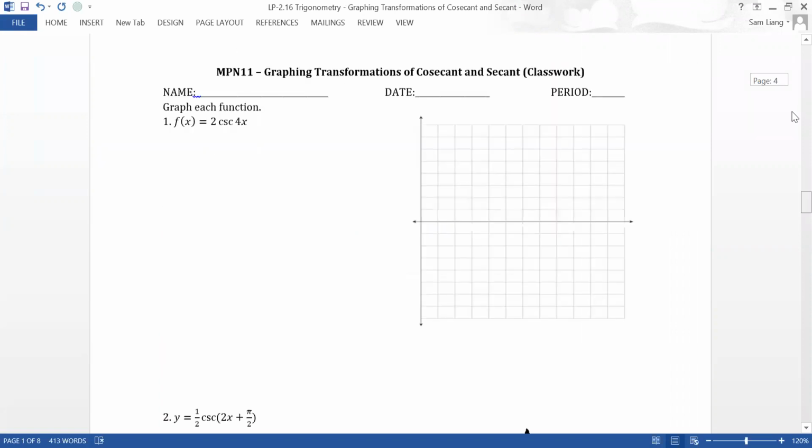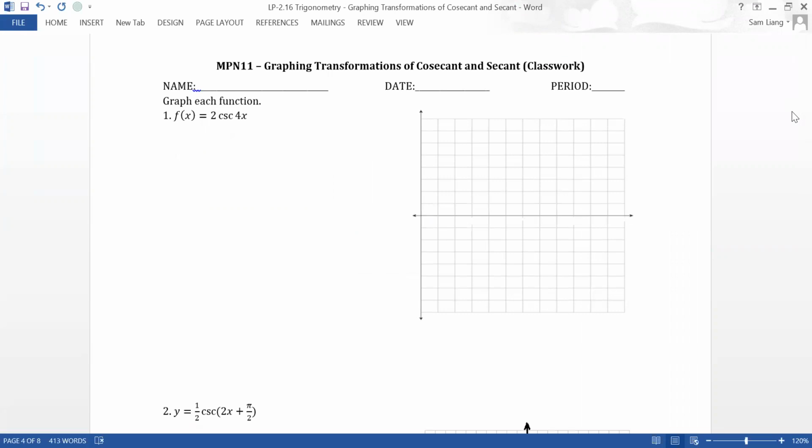On Google Classroom, I posted a PDF of the classwork. So for the next 8 minutes or so, I want you to work on that classwork. So again, please go to Google Classroom and start the classwork. You see it on the screen here, the first 2 problems, but there's 4 graphs in total that I want you to work on. Okay, so take the next 8 minutes, work on the classwork.